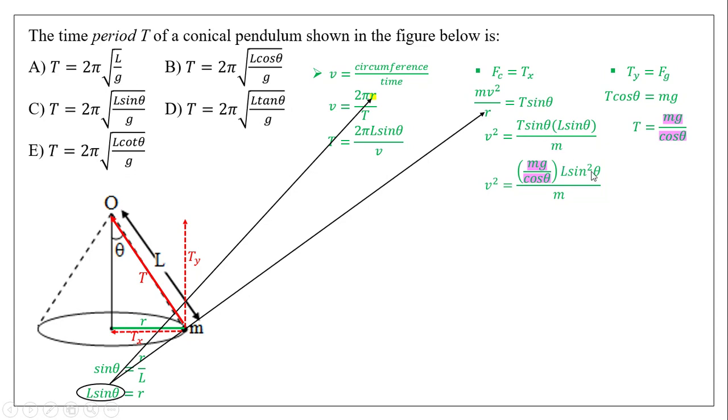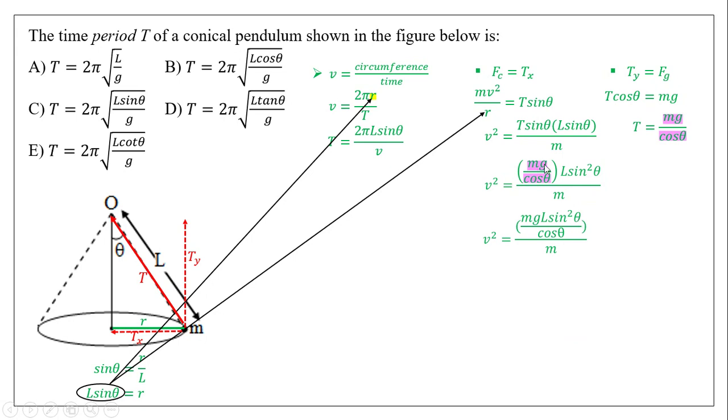And in case you're like, wait, where's the square from? It's sine times sine, which is sine squared. Or you can just leave it as sine theta, sine theta. I just condense it to sine squared. And the bottom stays the same. But here in the numerator, I'm just going to clean it up a little bit. You have mg times L sine squared theta, and then divided by cosine theta, and then divided by m. So I'm going to clean the numerator up a little bit.